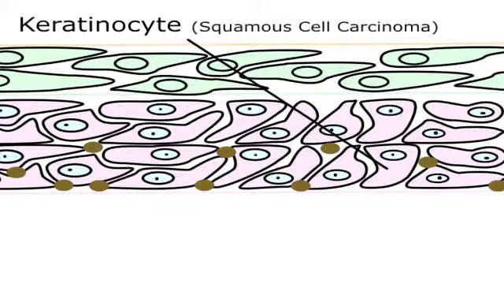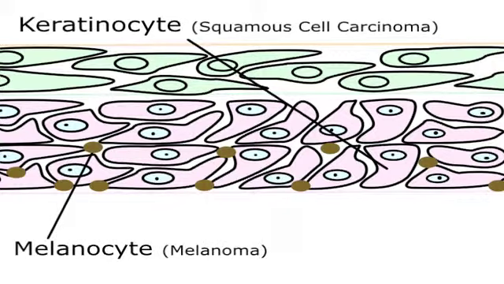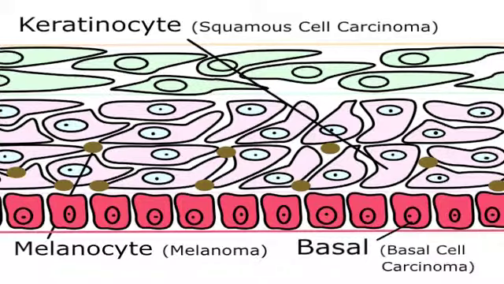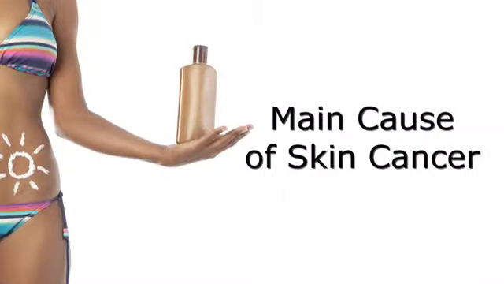The second is the pigment cells, the melanocytes, and if they are affected by skin cancer, melanoma develops. And the third type of skin cancer, which is actually very common, is basal cell carcinoma, and this is where the basal cells that sit at the junction between the top layer of skin and the bottom layer of skin become affected.